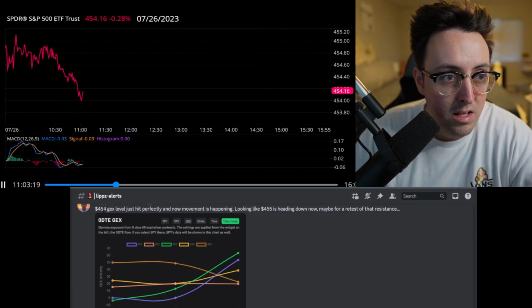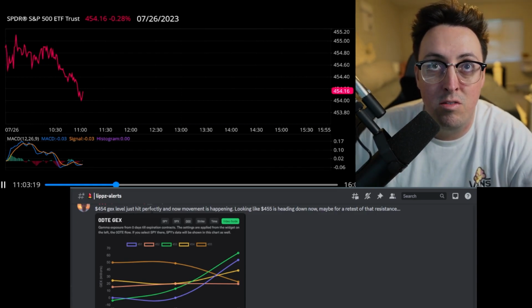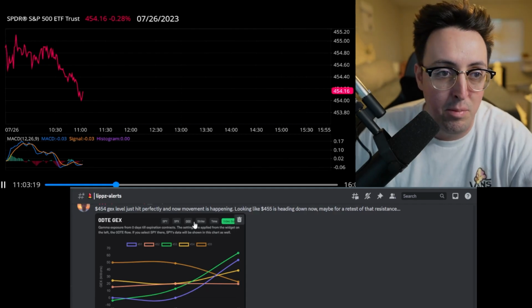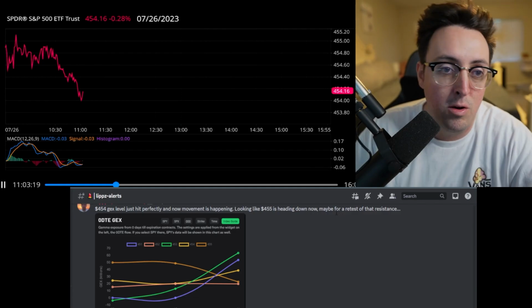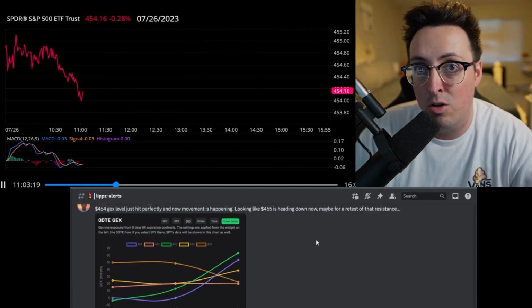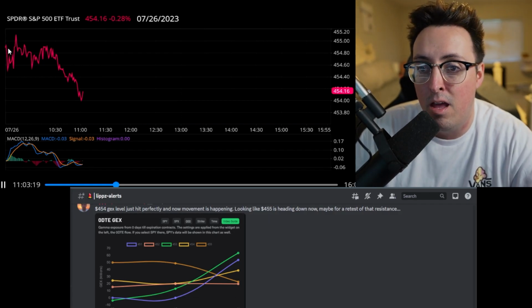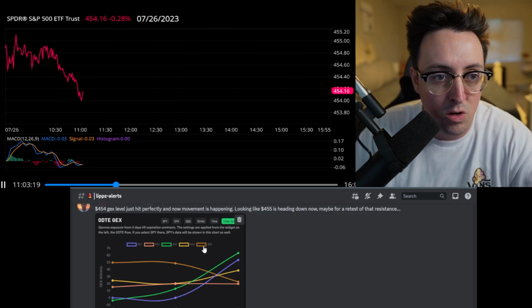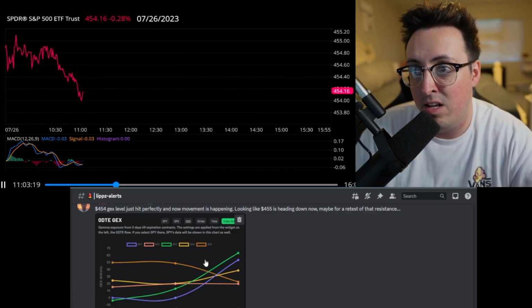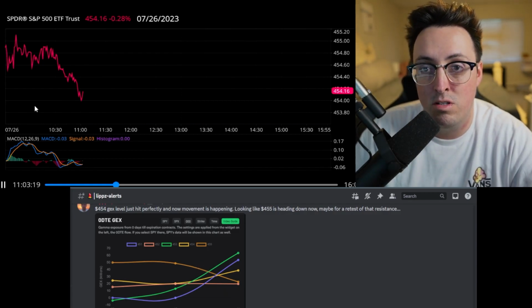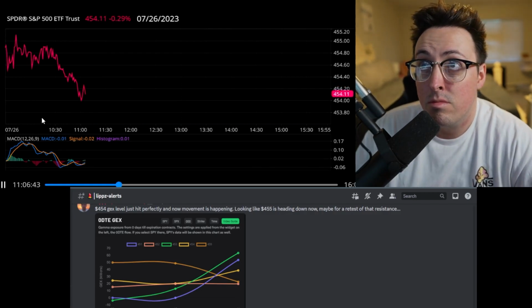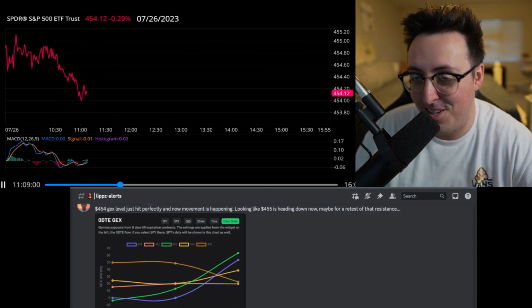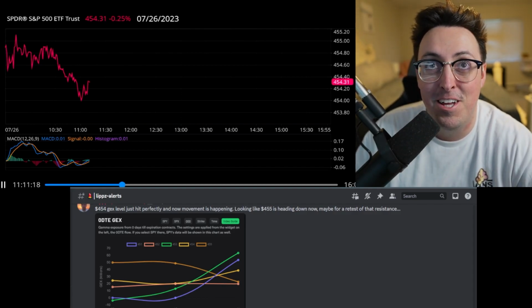So I said 454 gamma exposure level just hit perfectly, and now movement is happening in the gamma exposure. Looking like 455 is heading down now, so maybe a retest of that resistance. So remember what area we rejected off earlier on in the morning? 455. So since this orange line was going down negative, that's the new price target. So let's see what happens here. It's amazing, guys. Just a little side note, it's quite literally magic what happens here.